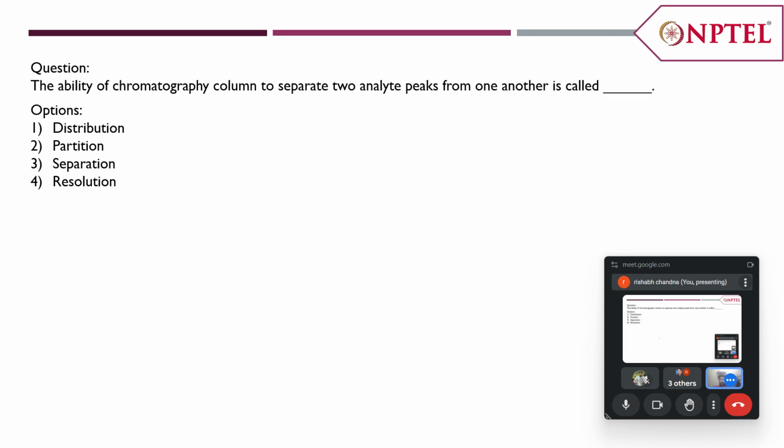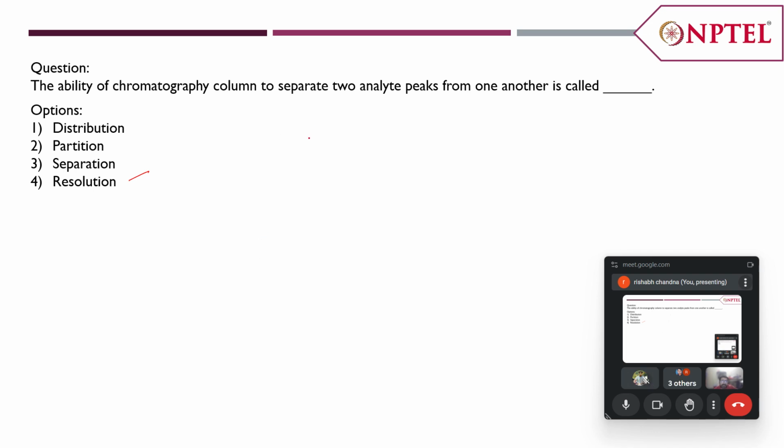so let's move forward. So the ability of a chromatography column to separate two analyte peaks from one another is called distribution, partition, separation, or resolution. Can anybody answer? Okay, resolution. Sir, 4.